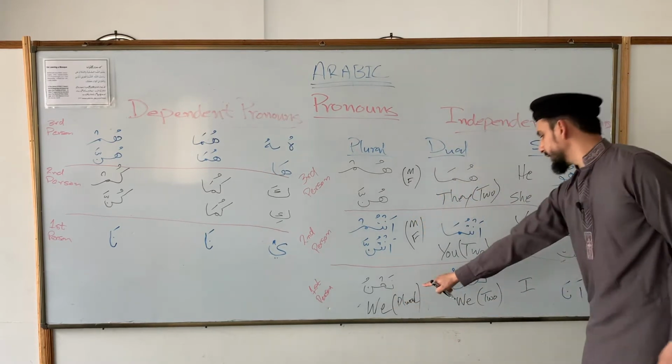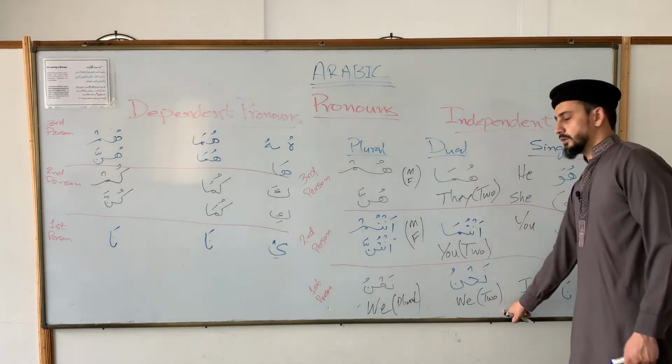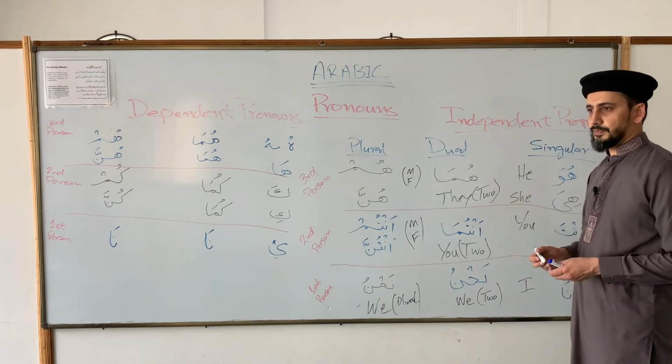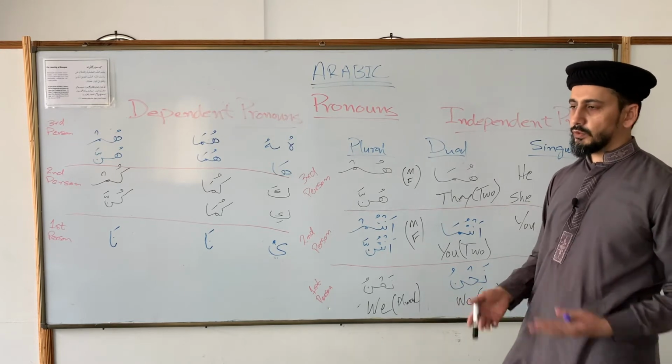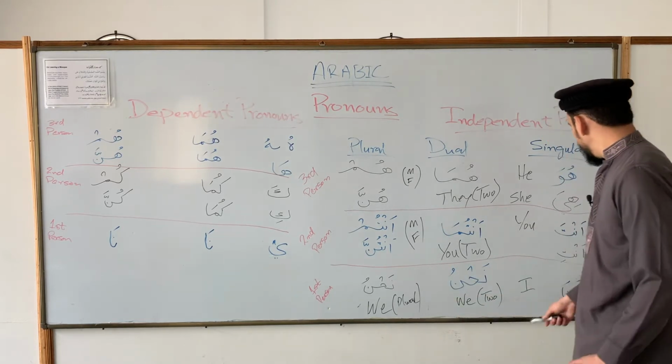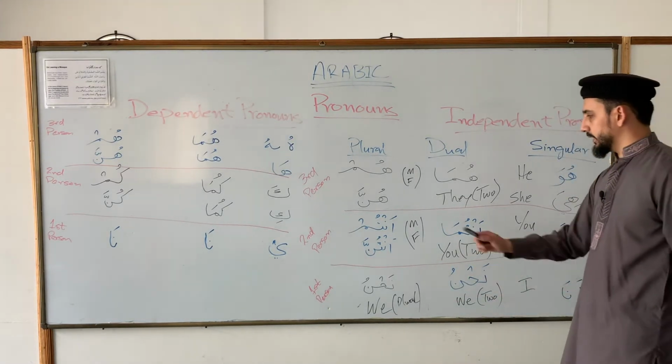Nahnu, whether it is plural or two, is going to be only nahnu. Right? So nahnu is easy. It means we, we are. Basically, ana means I am, nahnu means we are.